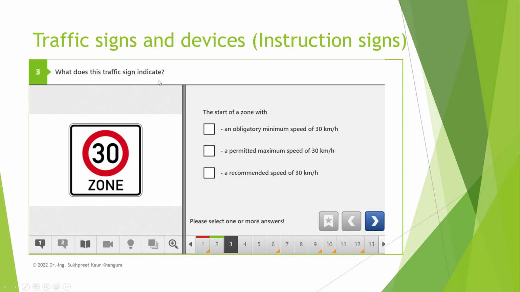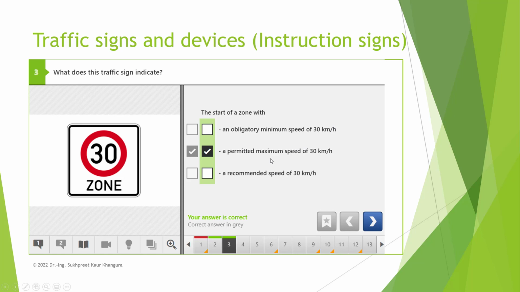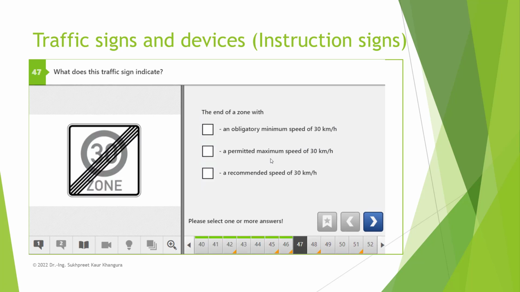What does this traffic sign indicate? So what we see over here, a 30 zone. The start of a zone with an obligatory minimum speed of 30 km per hour, a permitted maximum speed of 30 km per hour, a recommended speed of 30 km per hour. If there is a recommended speed of 30 km per hour, it should not have been in the red circle. So it means for this question, the answer is a permitted maximum speed of 30 km per hour. Here is the answer.